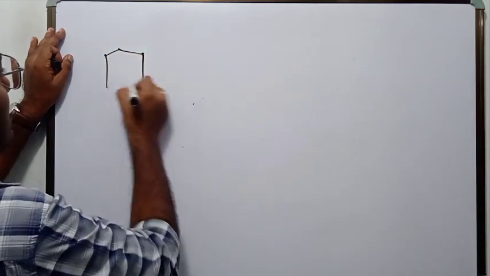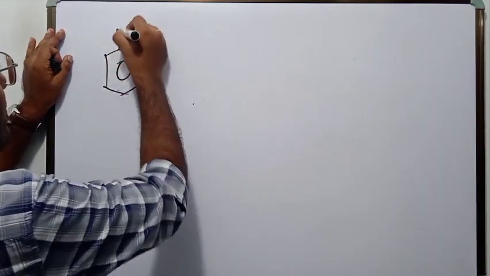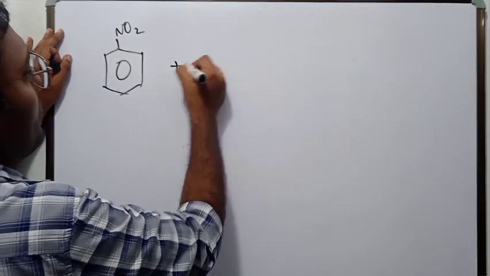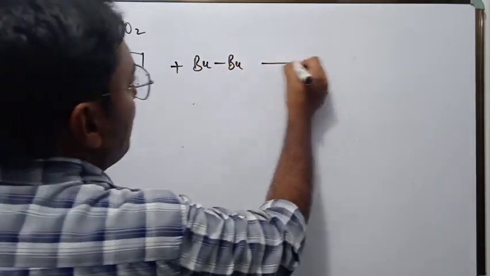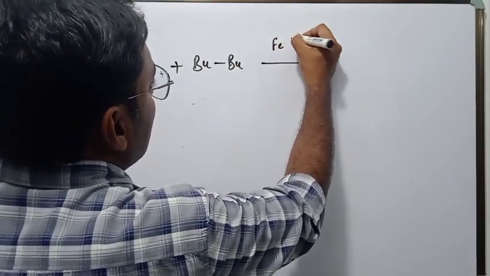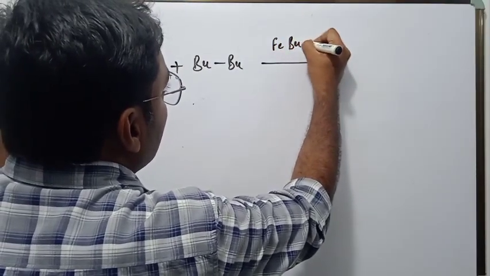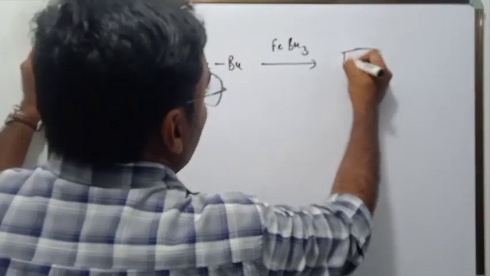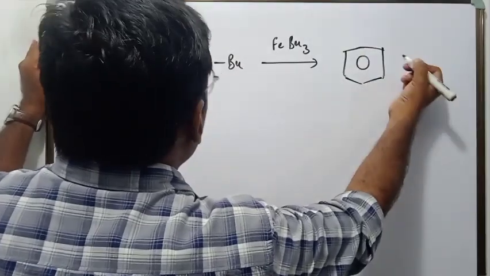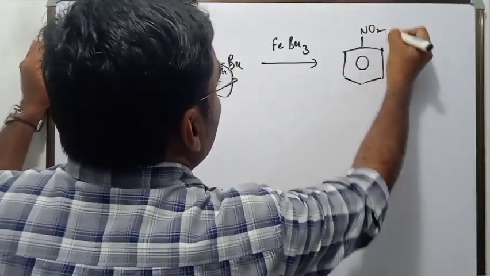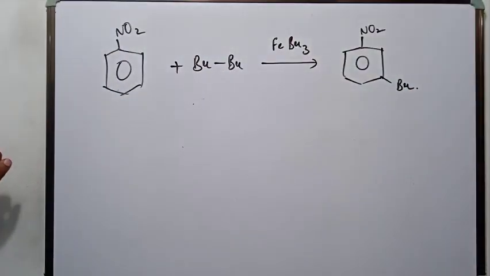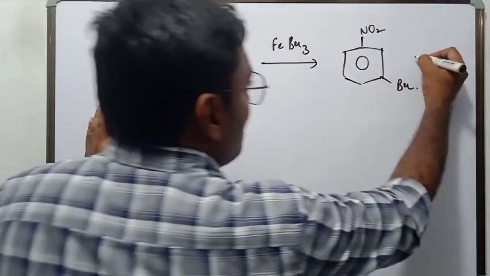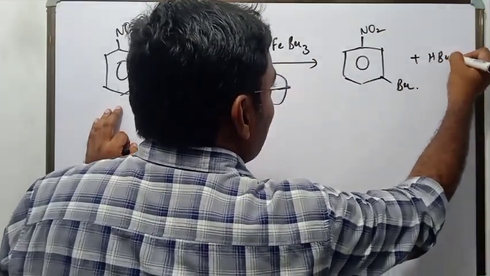So we take nitrobenzene, and we take bromine, Br2. We take a Lewis acid catalyst, FeBr3, and the product that is formed is meta-bromo nitrobenzene, and HBr. We already know this, there is no doubt about it.